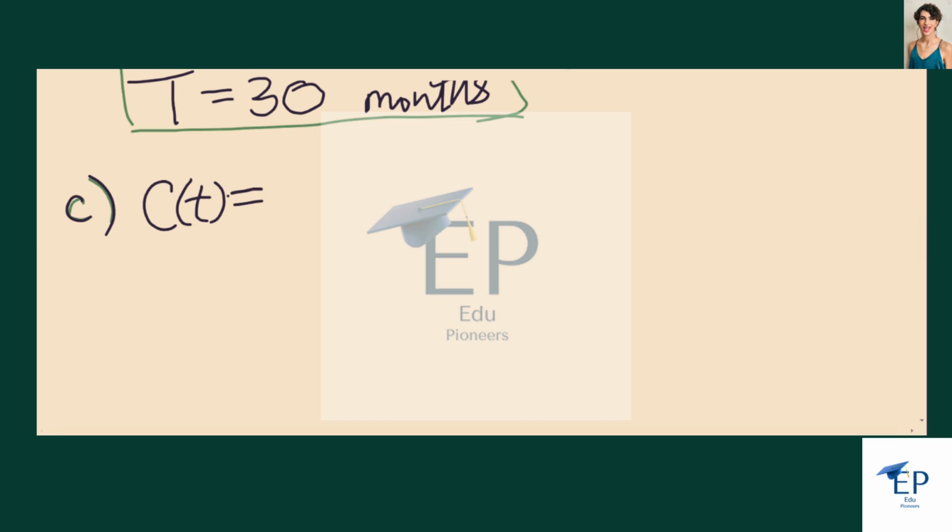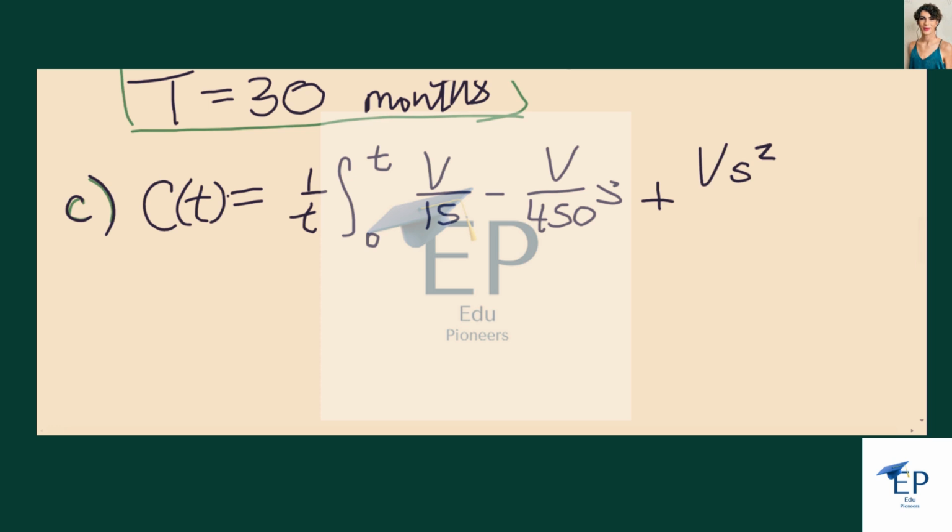Which is 1 over t times the integral from 0 to t of f of s, which for t less than or equal to 30, I should say, is v over 15 minus v over 450 s, and then g is plus v s squared over 12,900 ds.